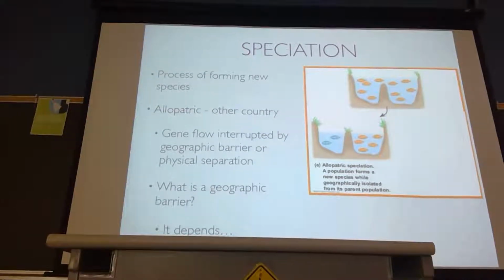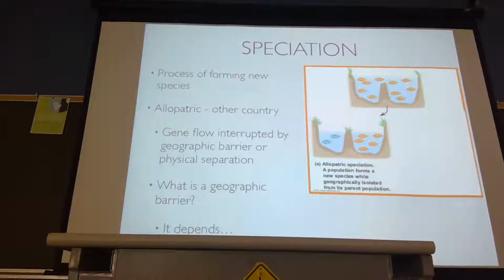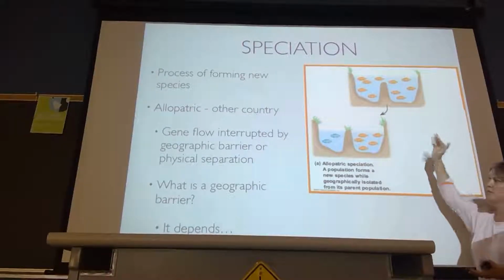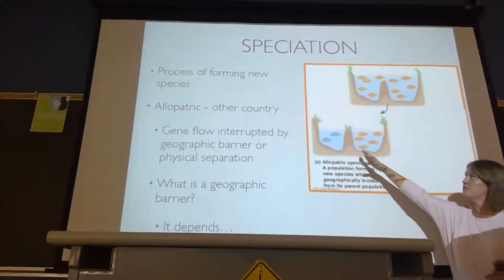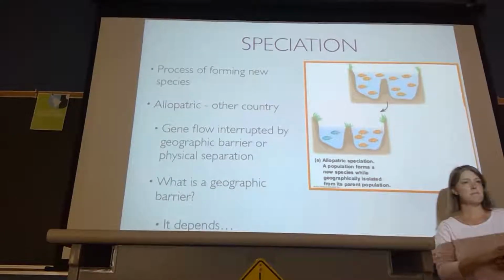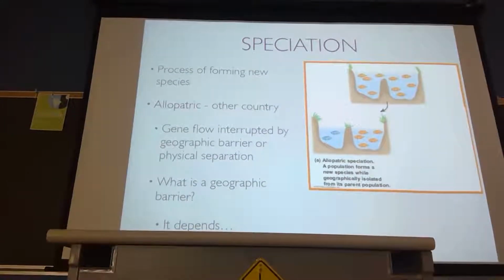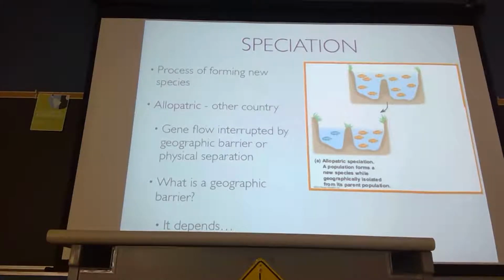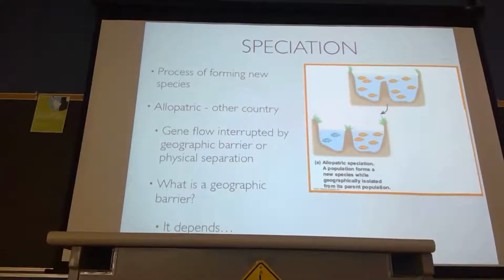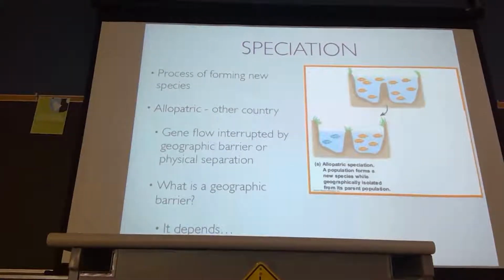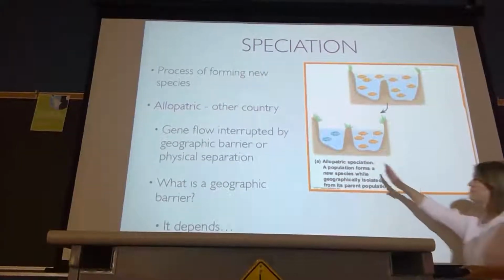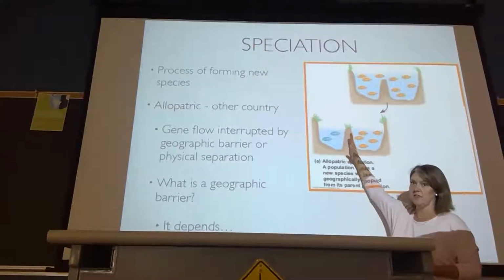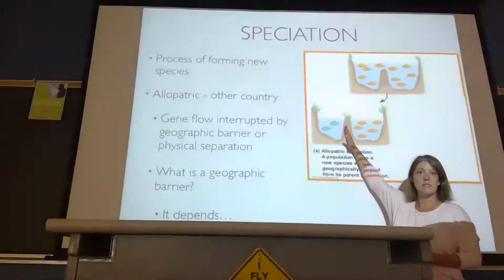In allopatric, or other country, speciation, we have gene flow within a population that's interrupted by some type of geographic or physical barrier. Then because selective conditions are different for those two subpopulations, or because gene flow stops between them, they start to differentiate genetically over time to the point that we recognize them as different species. So it's allopatric speciation when you have a physical or geographic barrier that results in a break within a population, within one species.